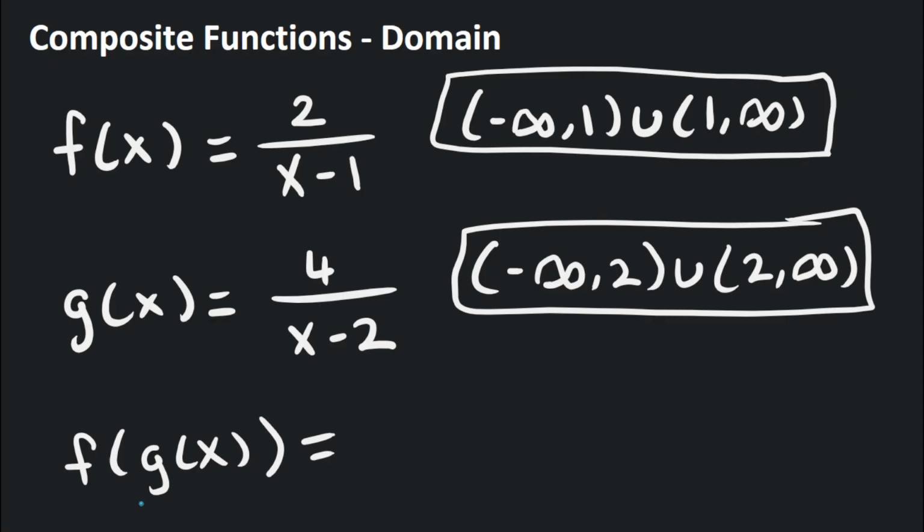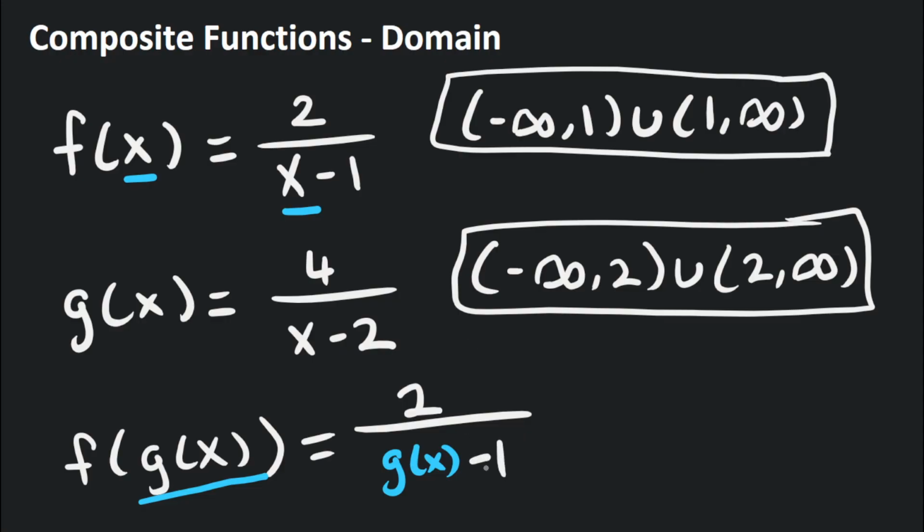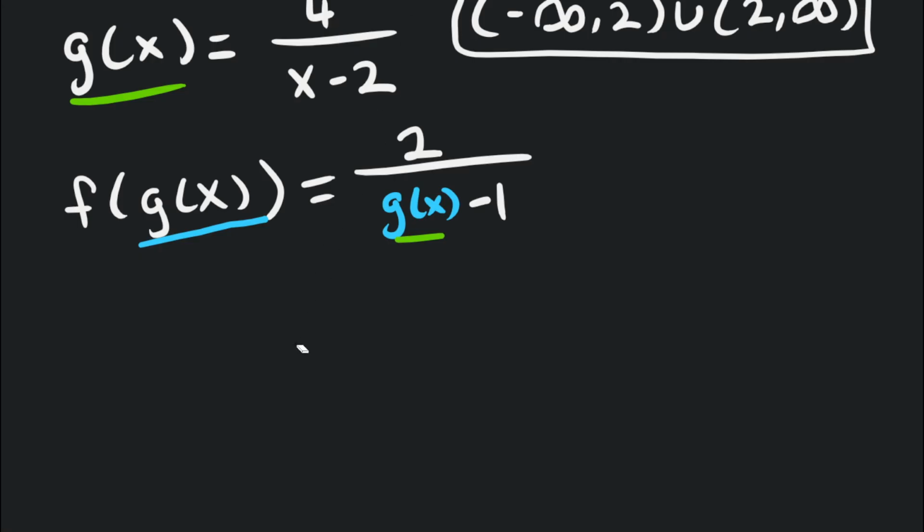So what we'll do, we have f of g of x. We know up here, f of x equals 2 over x minus 1. So that means f of g of x equals 2 over g of x minus 1. And what is g of x? g of x is 4 over x minus 2. So let's scroll down a little bit. And we're going to say this equals 2 over, and g of x right here, we're going to replace with 4 over x minus 2.